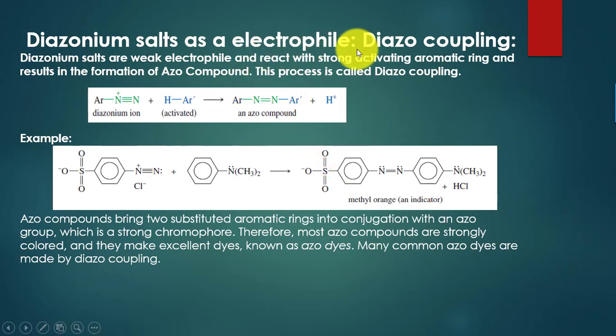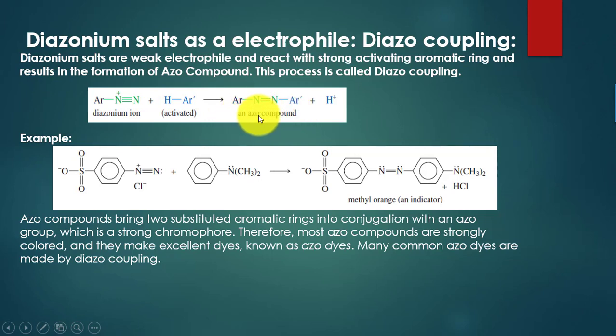Diazonium salt as an electrophile. Diazo coupling. Diazonium salts are weak electrophiles and react with strongly activated aromatic rings, resulting in the formation of azo compounds. This process is called diazo coupling. As shown here, the diazonium ion is made to react with an aromatic ring that is activated. Either it has an NH2 group or an OH group on it, and this reacts with the diazonium ion and leads to the formation of an azo compound.